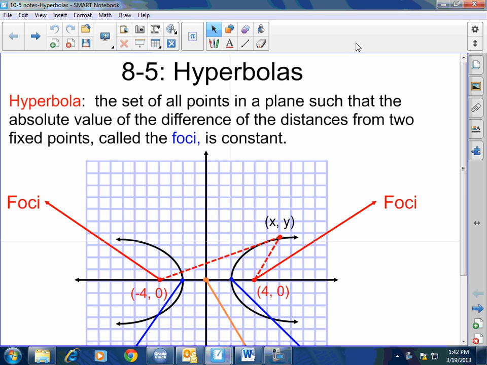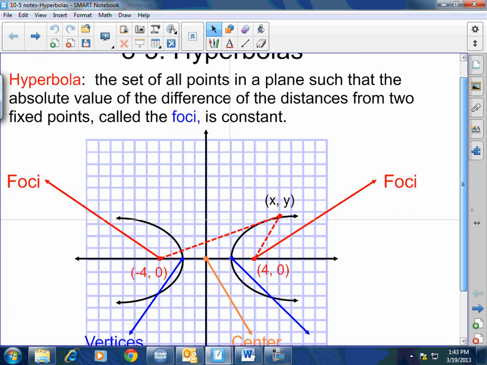Okay, guys, yesterday we started with hyperbolas. I'm going to wrap up hyperbolas today, but I'm going to just give you a really quick rundown of what we saw yesterday. When we're talking about hyperbolas, gentlemen, it is the set of points in a plane such that the absolute value of the difference of the distances from two fixed points called the foci is constant.